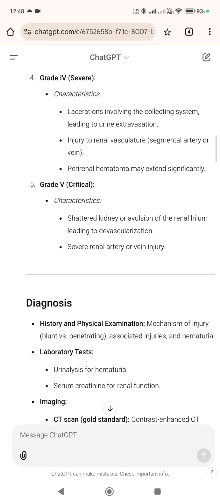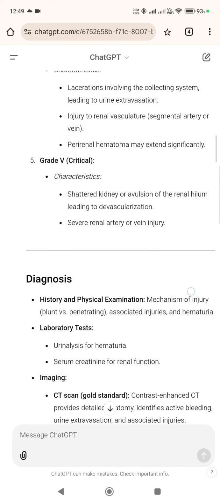5. Grade 5, critical. Characteristics: shattered kidney or avulsion of the renal hilum leading to devascularization. Severe renal artery or vein injury.